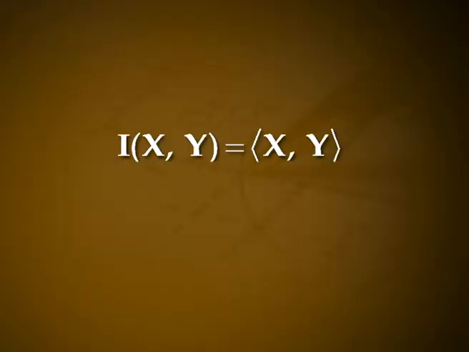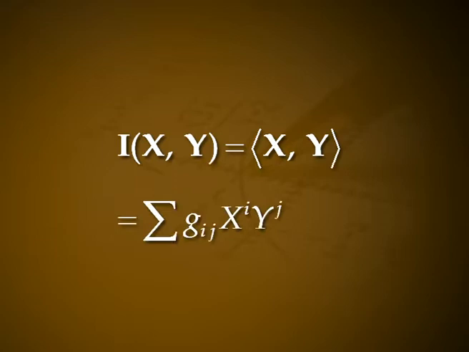The reason that the L_ij are called the coefficients of the second fundamental form is that the assignment II(x, y) = Σ L_ij x^i y^j is a symmetric bilinear form, but not necessarily positive definite, on T_pM, just as the first fundamental form I(x, y) = ⟨x, y⟩ = Σ g_ij x^i y^j is.